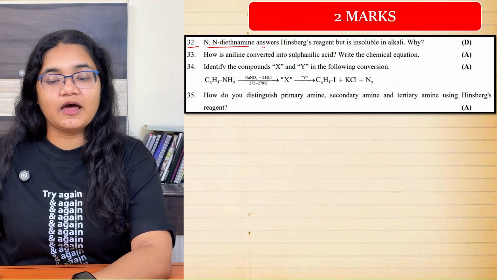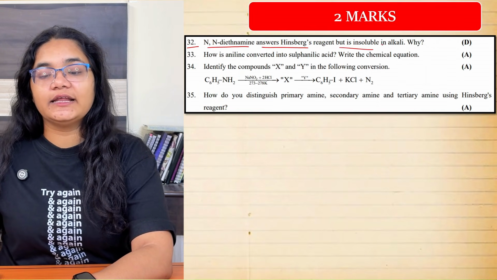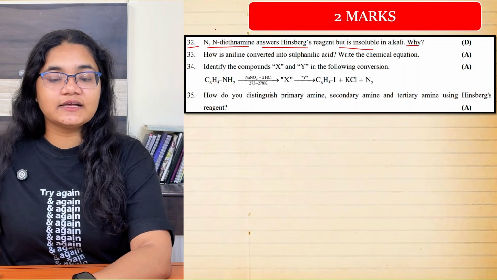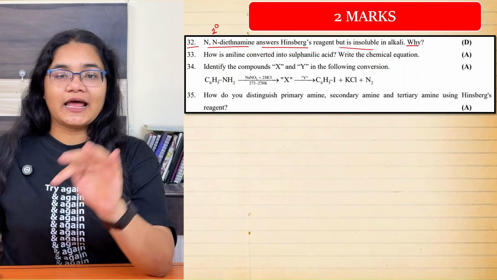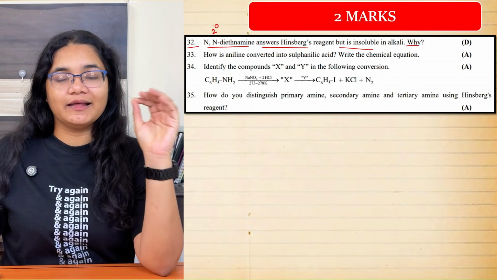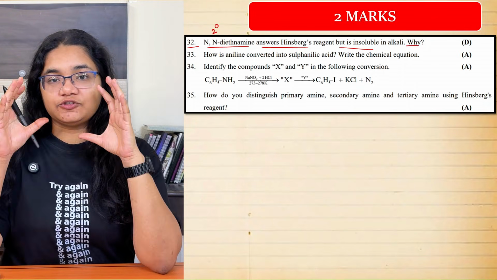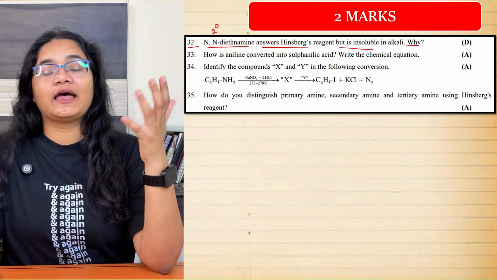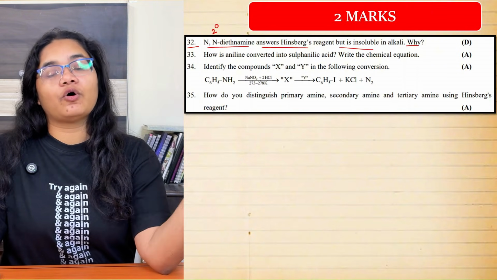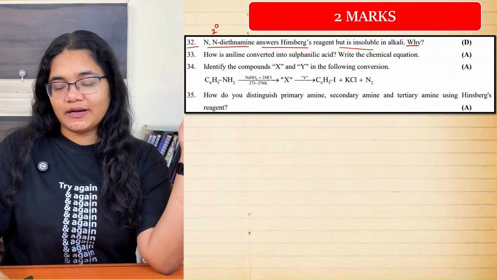N,N-diethylamine answers the Hinsberg reagent test but is insoluble in alkali. Why? This is a secondary amine, so it has a hydrogen which can react with benzene sulfonyl chloride. But once the product is formed, there is no more acidic hydrogen left. So it will not further react with the alkali, and that is why it is insoluble.